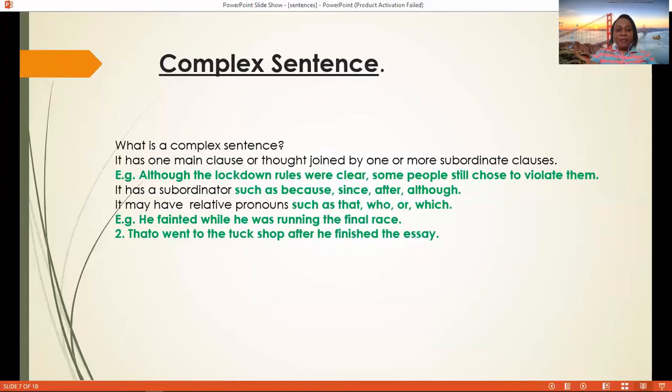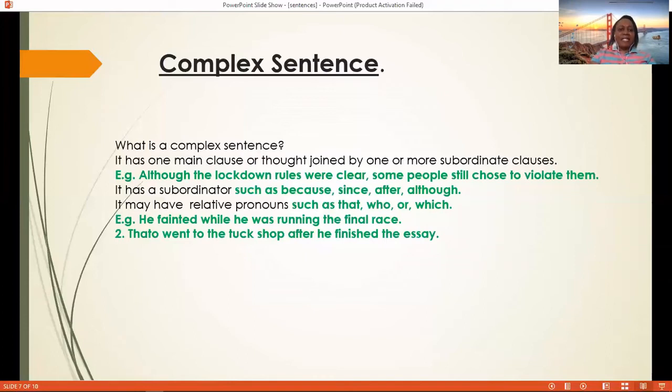Another example, Tato went to the tuck shop after he finished the essay. He went to the tuck shop and it was only after he had finished the essay. Look at the subordinator after there, assisting us to come up with that complex sentence.